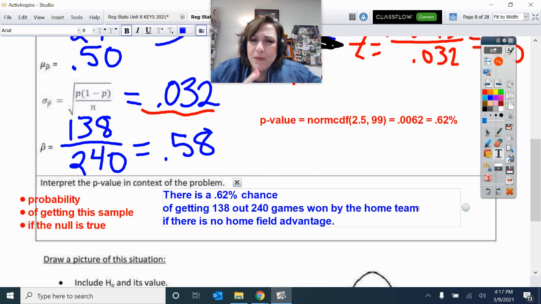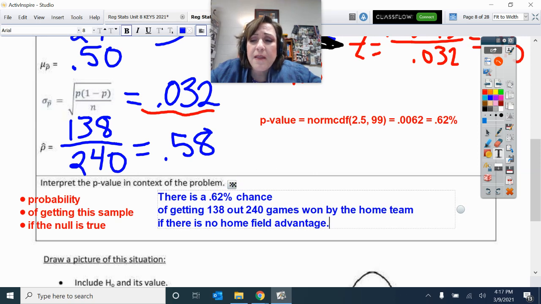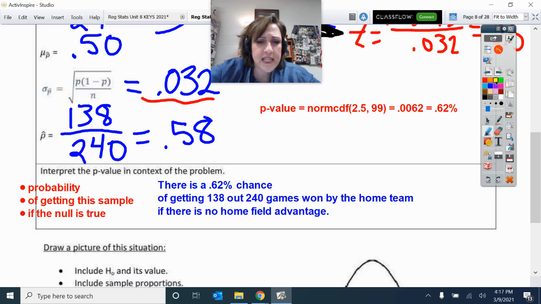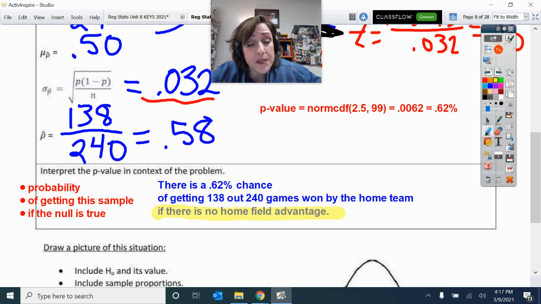I'm going to say this one other way, because I found that my AP students liked it if I rearranged this and said the null is true first. Let me read that and see if you like how it sounds. If there is no home field advantage, then there was only a 0.62% chance that I would have gotten 138 out of 240 games won by the home team.